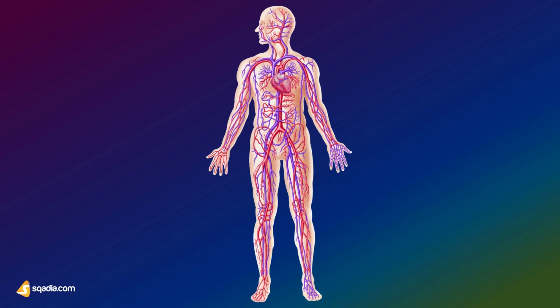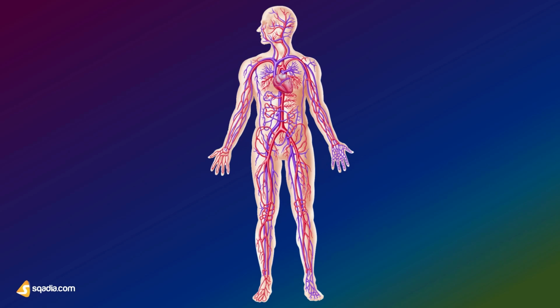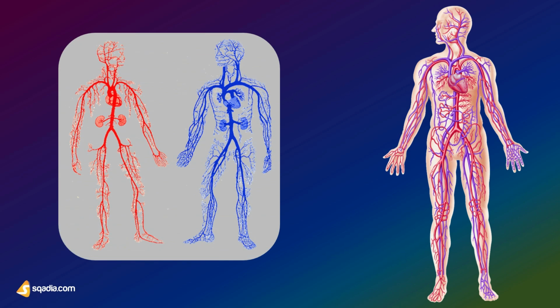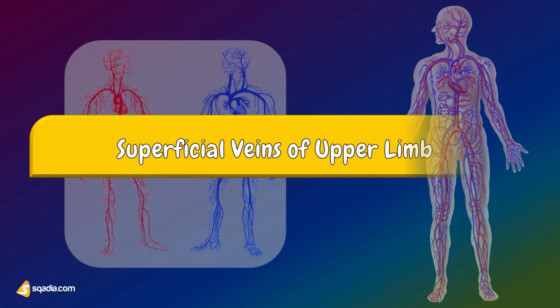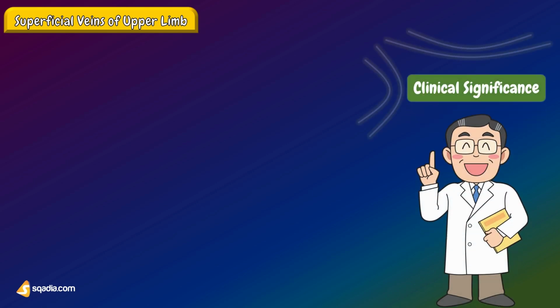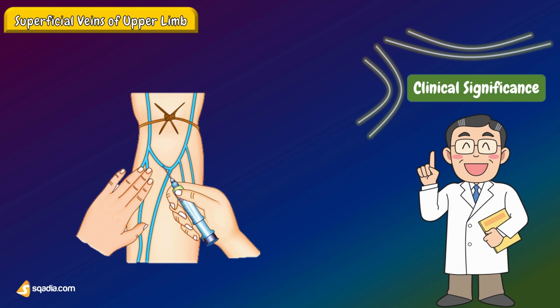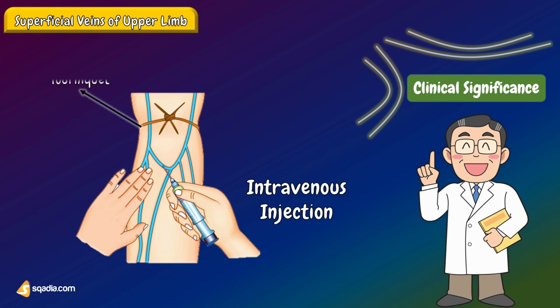We know that the human body has a vast circulatory system with the heart at its center. The arterial and venous systems can be superficial and deep. In this section, we will talk about the superficial veins of the upper limb. Superficial veins of the upper limb assume importance in medical practice because these are most commonly used for intravenous injections and for withdrawing blood for testing.